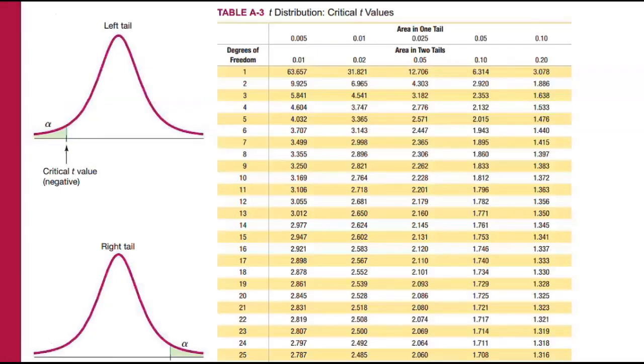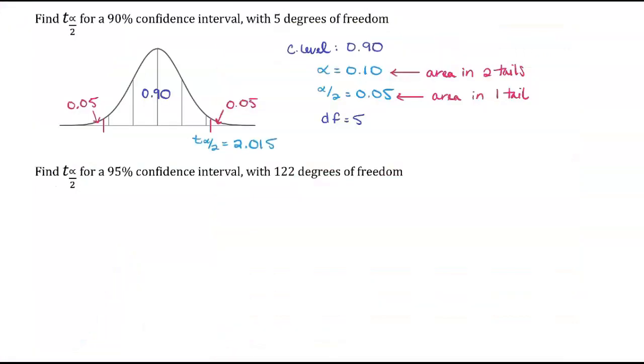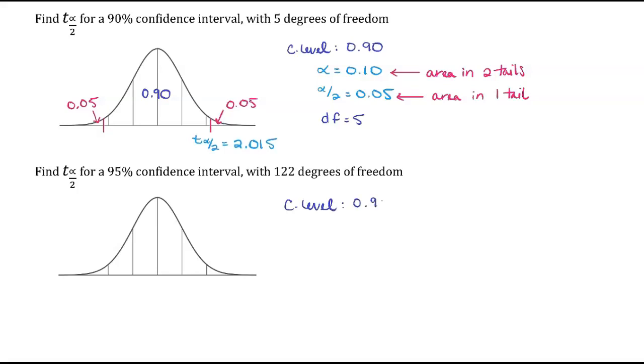Degrees of freedom is down the first column, and in our example, we have degrees of freedom equal to 5. Our area in one tail is equal to 0.05. Equivalently, the area in 2 tails was 0.1. Finding where these meet up in the body of the table, we find our t sub alpha over 2 value to be 2.015. For our second example, we have a confidence level of 95% or 0.95.